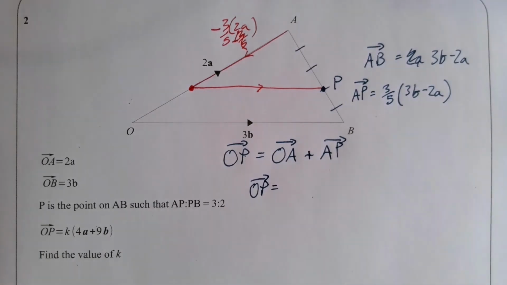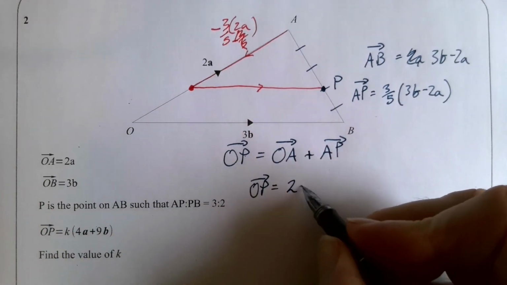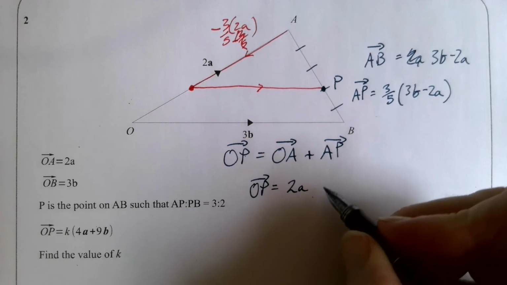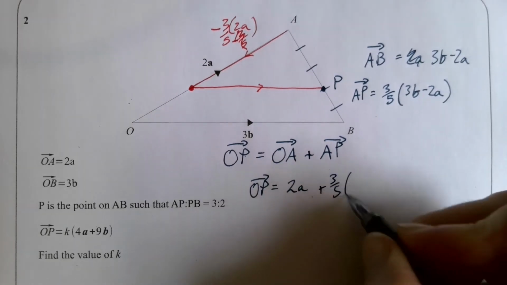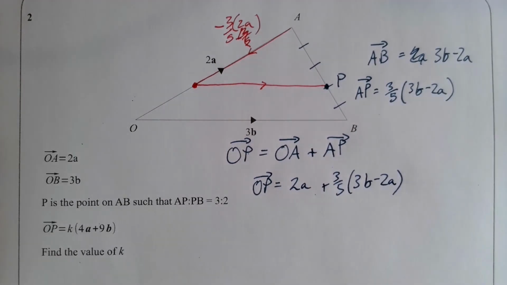So you might think, oh, I can't do the other bits, but if you can just say that, you will get marks. So O to A is 2A, and then A to P is that. So you'll have a third mark for doing that, and the fourth mark is for simplifying it and then working out what our K is.